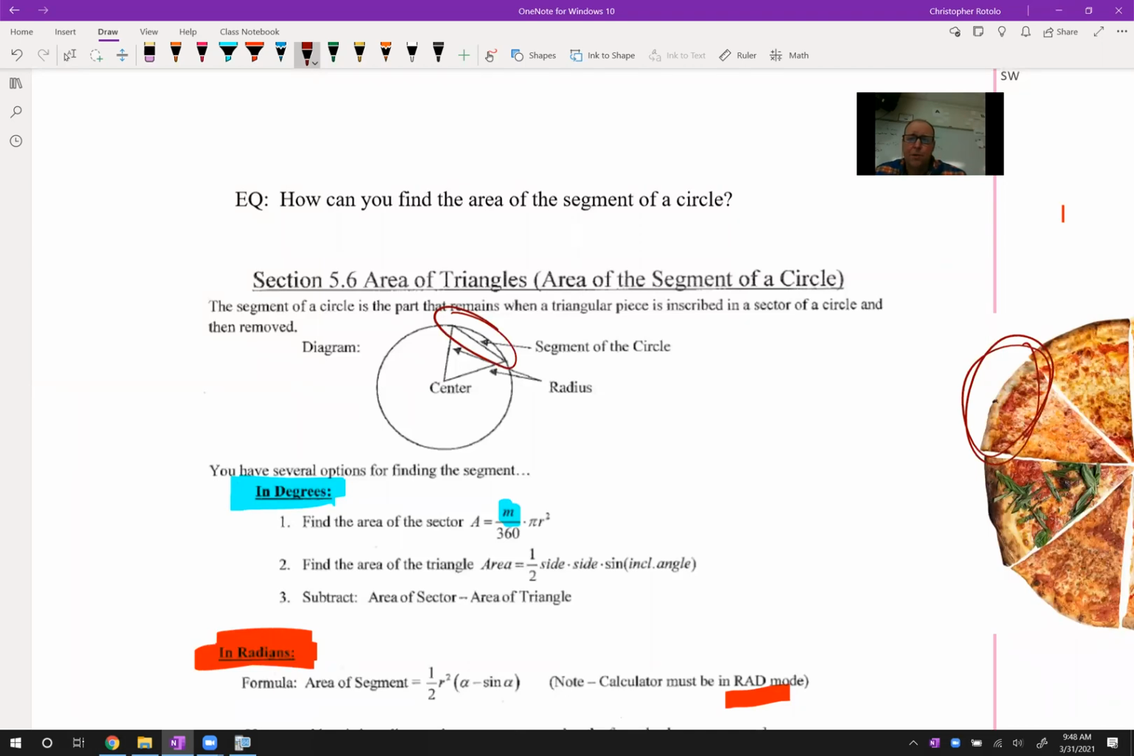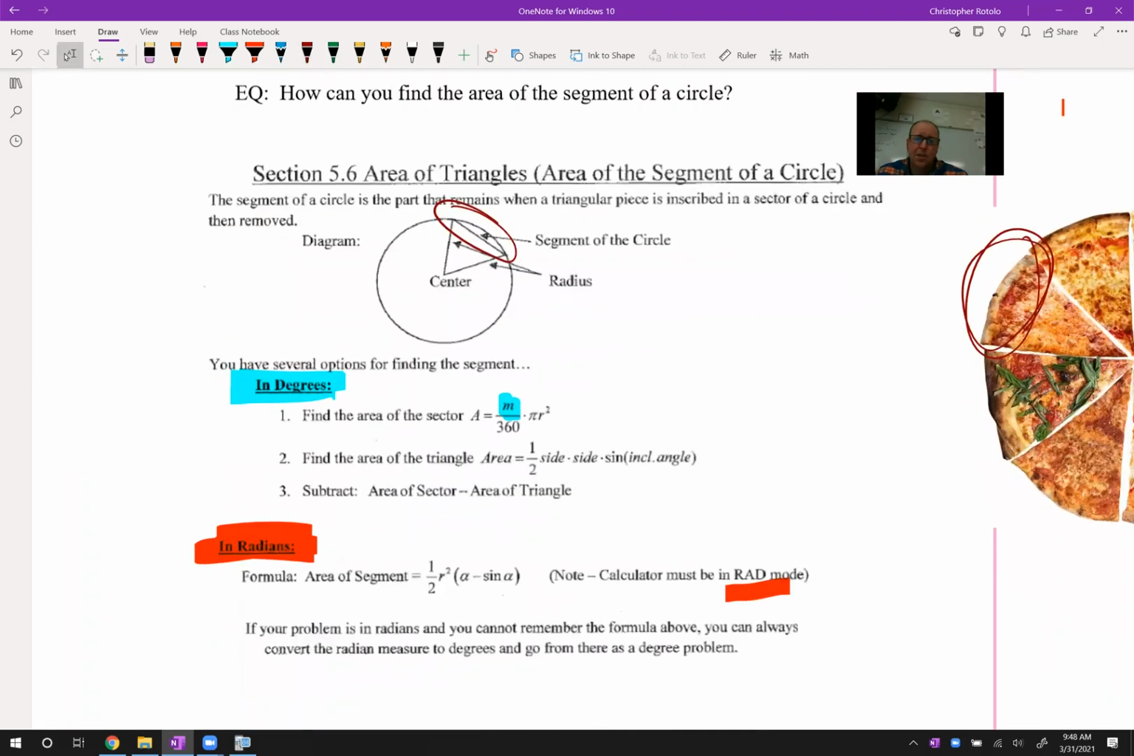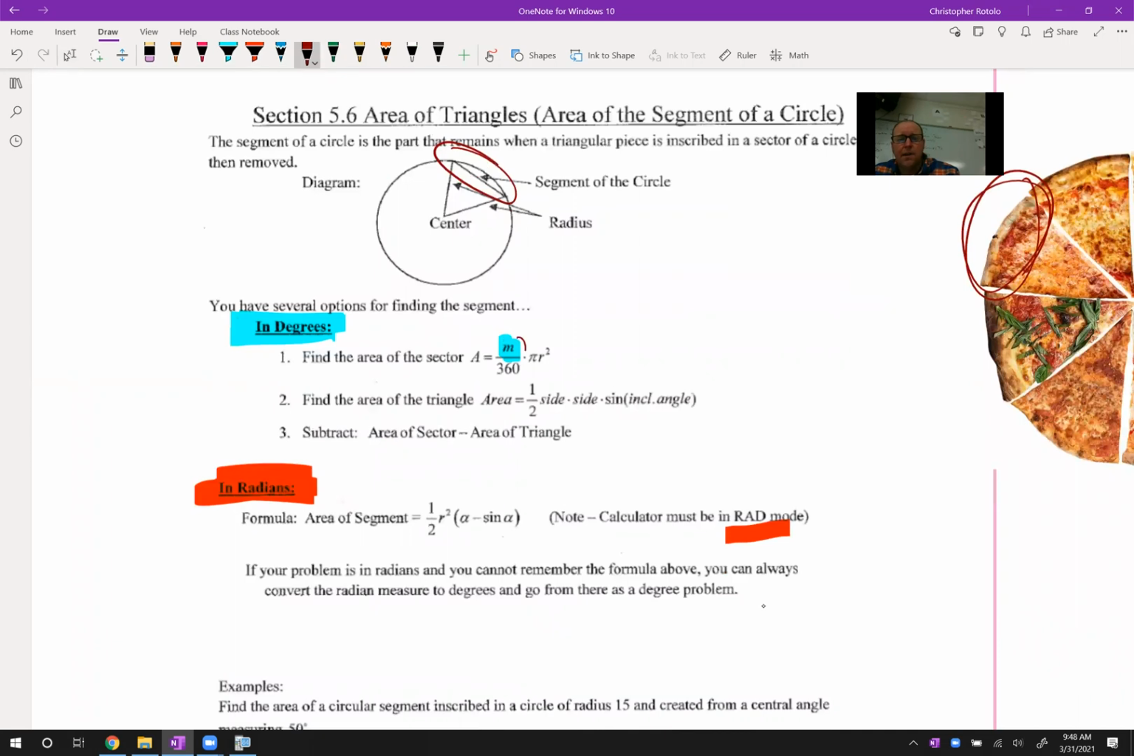All right, so we got two different formulas. If it's in degrees, we're going to find the measurement in degrees divided by 360 times pi r squared. And that's going to work as step number one. Then we're going to find the area of the triangle, which gives us the whole thing, and then what we have to do is subtract. No easy way to do that.